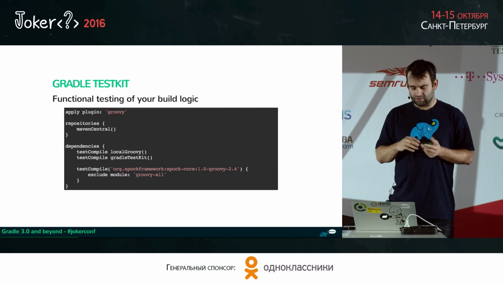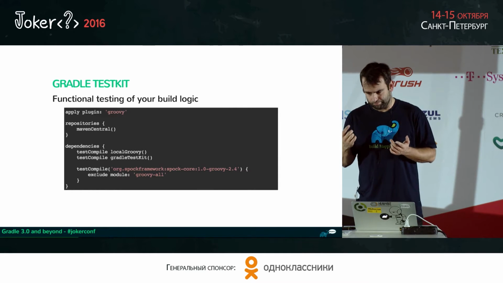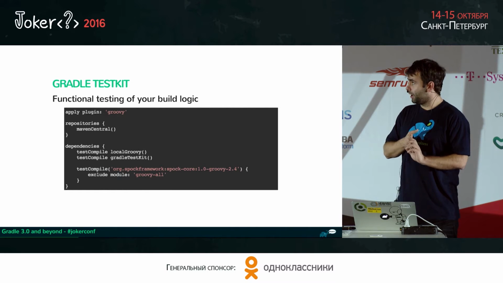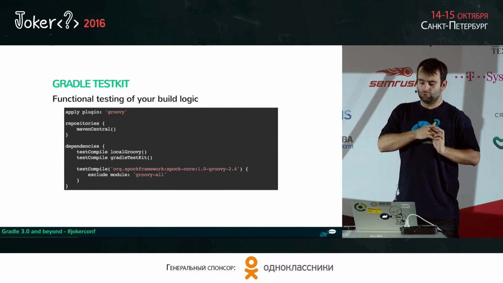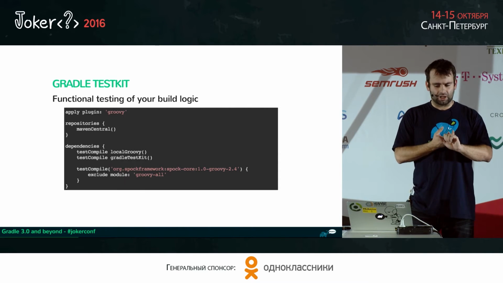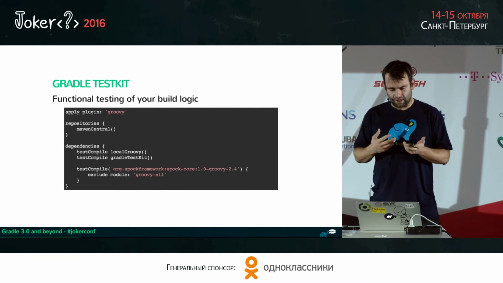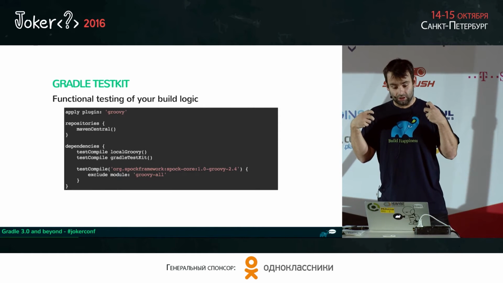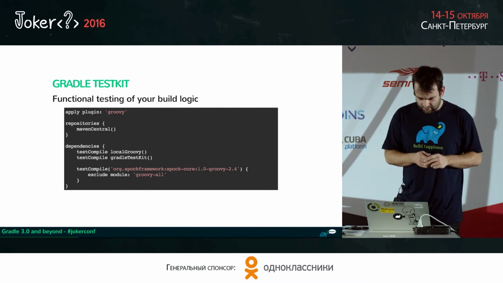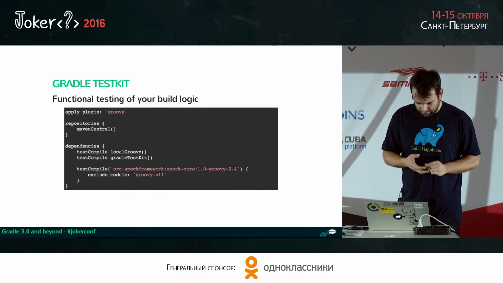Testkit is a way to write functional tests for your build code. There are already some test fixtures in there if you want to write unit tests for your custom task or your custom plugins. But if you really want to have functional tests, like really running an actual build in your test, that's what you can do with Testkit. It's actually pretty simple to do.